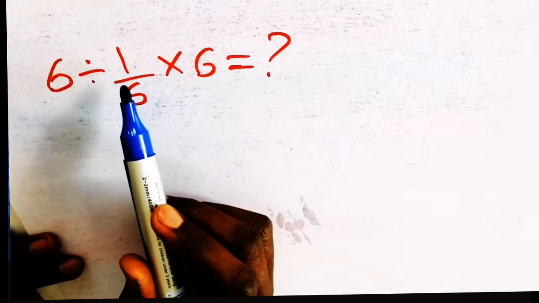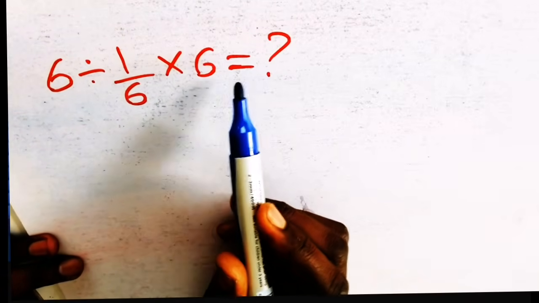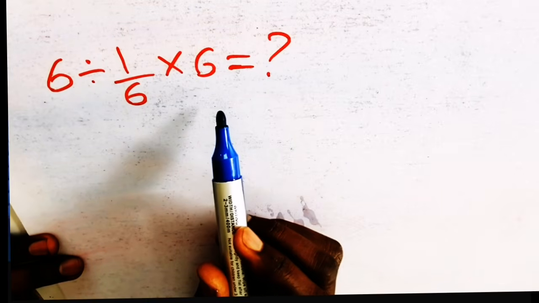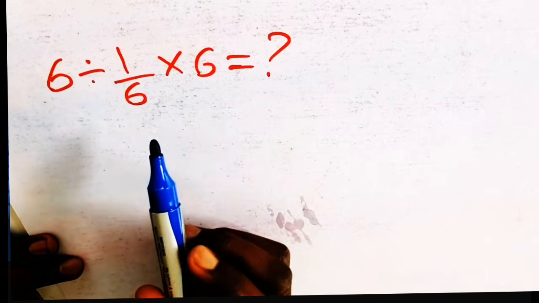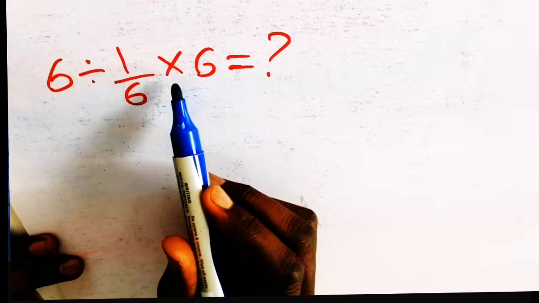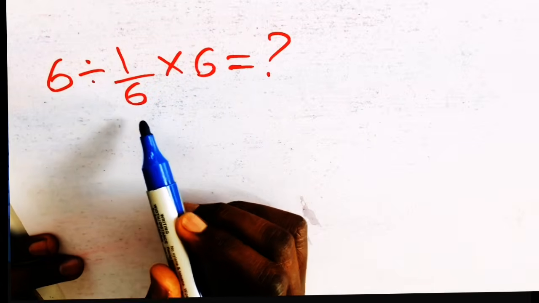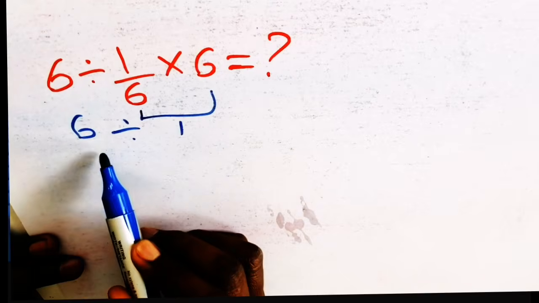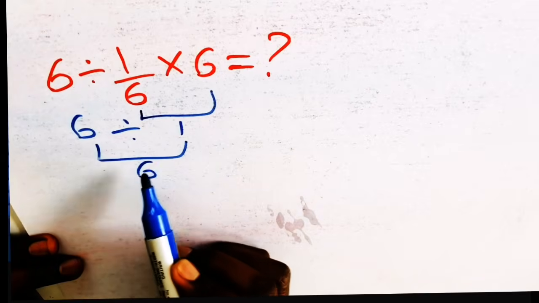6 divided by 1 over 6 times 6, which equals how much? Are we ready to solve this problem? Okay, let's get started. So 1 over 6 times 6 means 6 over 6, which equals 1. Then here 6 divided by 1 is just 6, okay?